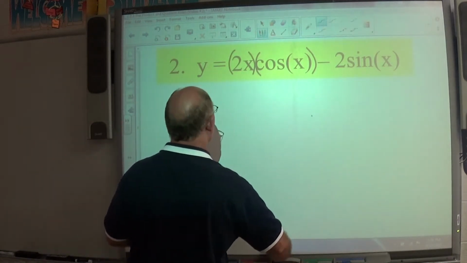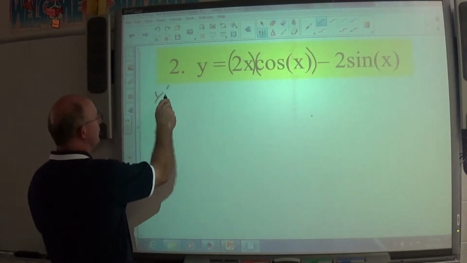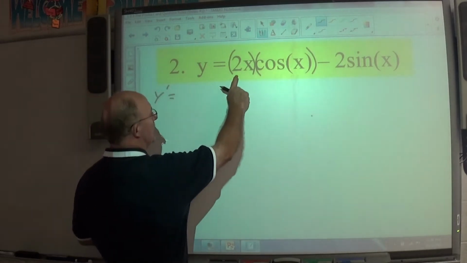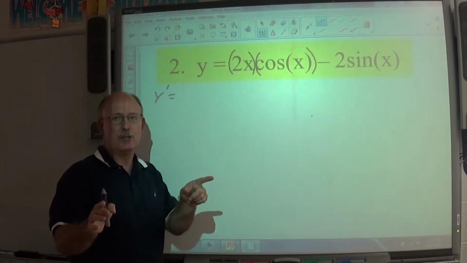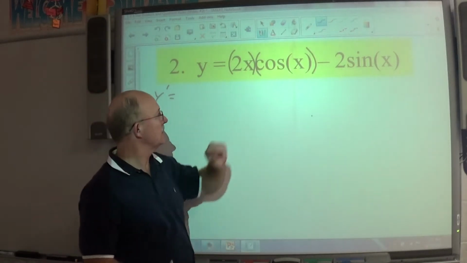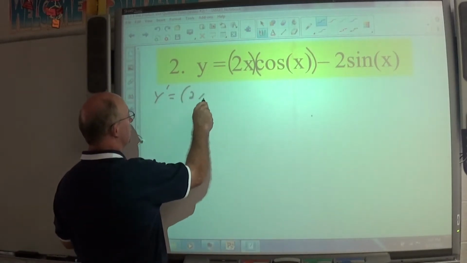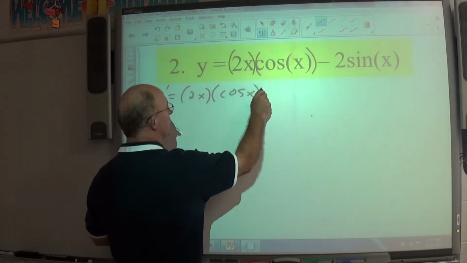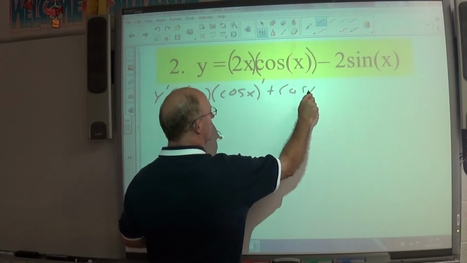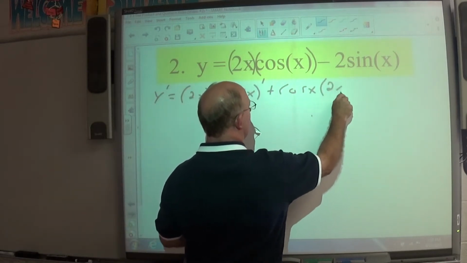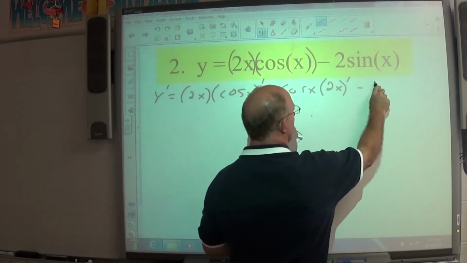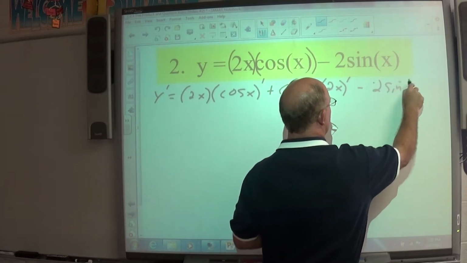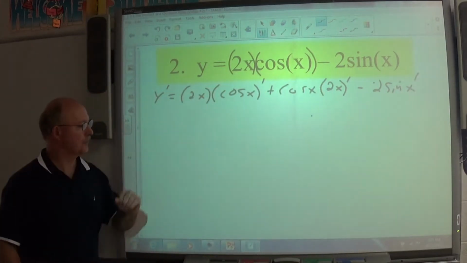Now we set this up. So as we describe our derivative, y prime will be equal to, now 2x cosine x, 2x is the first term, cosine x is the second term. So this will be 2x times, so the first term times the derivative of the second, okay, plus the second, which is cosine x, times the derivative of the first, minus 2 times the derivative of sine x. So as you set this up, this is the way it's going to go.